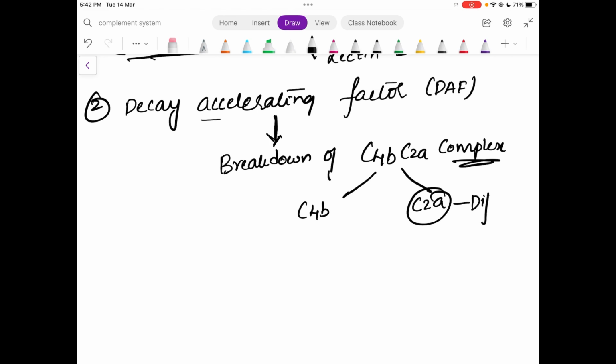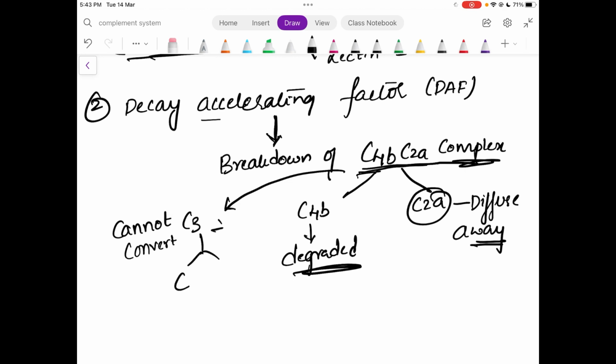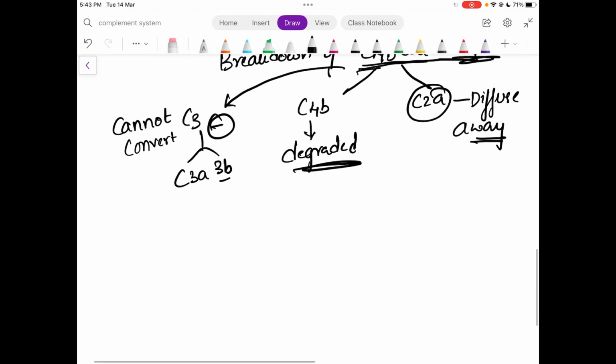This C2 will diffuse away. It will not be near to C4b, and C4b will be degraded. If this happens, there is no formation of the C4b and C2a complex. If this is not formed, it cannot convert C3 into C3a and C3b. Okay, this happens.